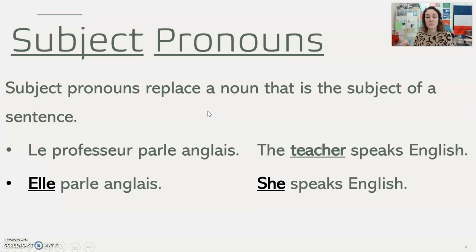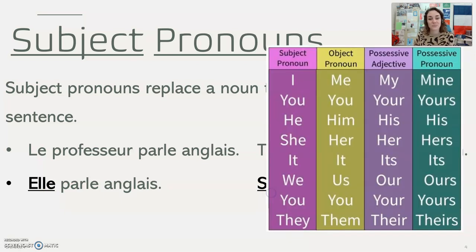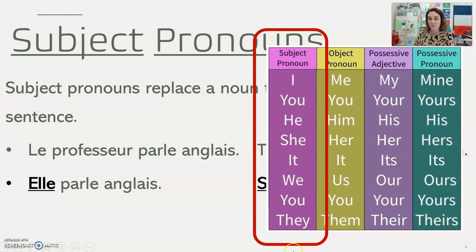So a subject pronoun, let's put those together, is the word that replaces the noun that is the subject of the sentence. So le professeur parle anglais, the teacher speaks English. Elle parle anglais, she speaks English. She is my subject pronoun. Here they are again. Subject pronouns are what we're going to focus on. I, you, he, she, it, we, you, they.